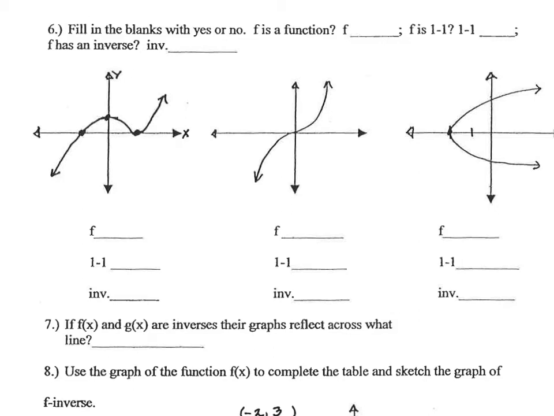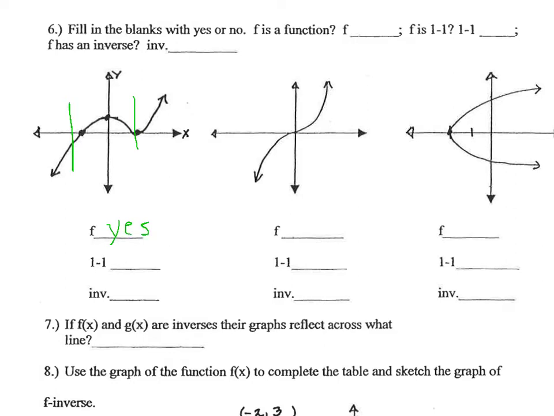In problem number 6, we want to fill in the blanks to tell whether or not the original is a function, if it's one-to-one, and will it have an inverse. So if we look at the first function, we know that it passes the vertical line test, so it is a function.